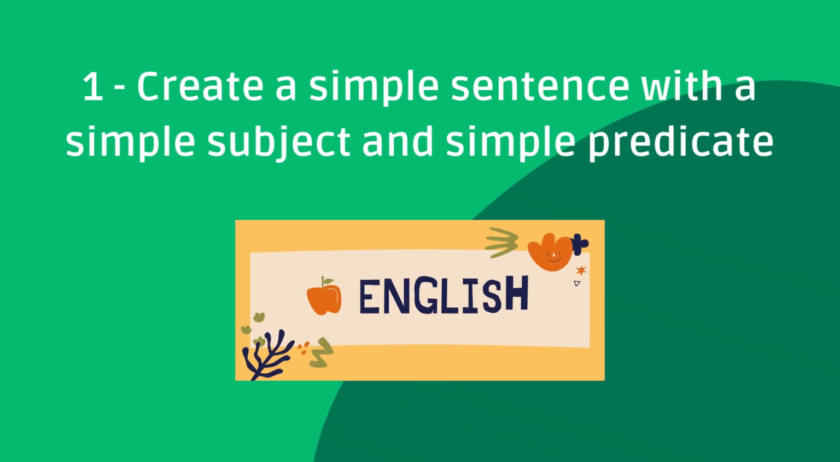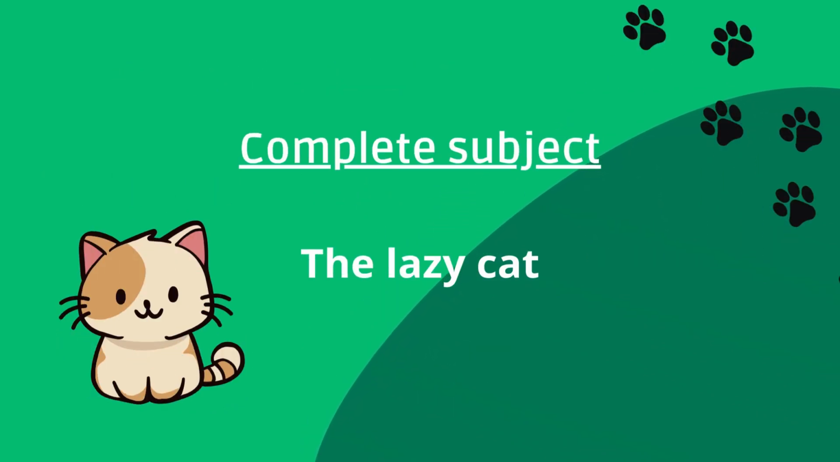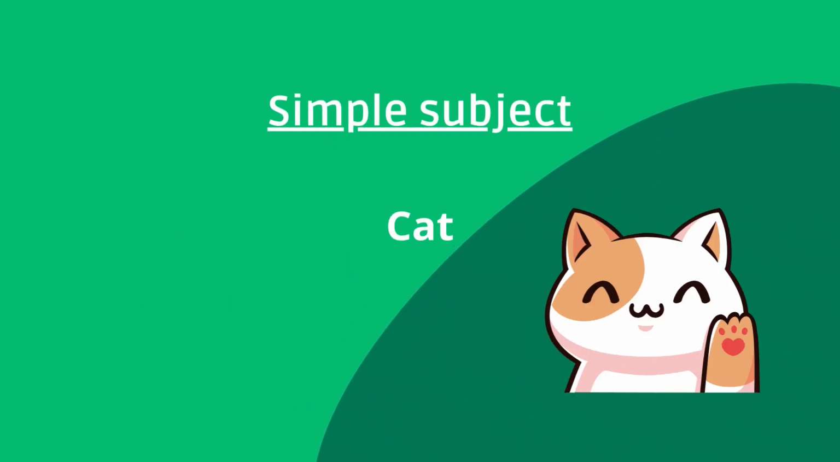Now, we will create a simple sentence with a simple subject and a simple predicate. Let's go. We have the complete sentence with a determiner and premodifier and the head, one verb and the complement of the sentence. And we have: the lazy cat sleeps all day. The complete subject of the sentence is the lazy cat, and the simple subject is only cat.